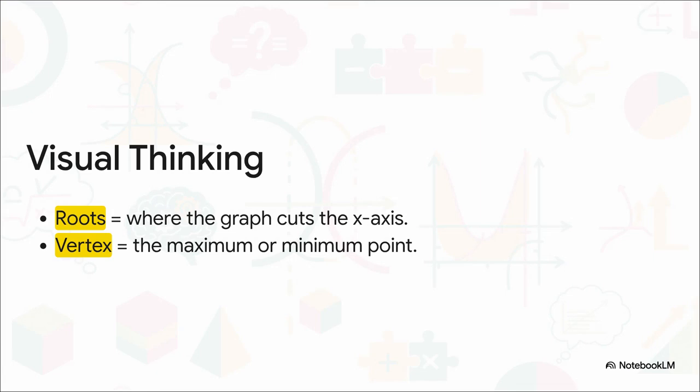We teach them that the roots are just the spots where the curve hits the ground, the x-axis. The vertex, that's the highest point of the ball's flight. This opens up all sorts of great questions like, what if the graph never touches the x-axis? What does that mean? Or, hey, what happens to this curve if we change that a value? Grab a pencil and sketch it out.